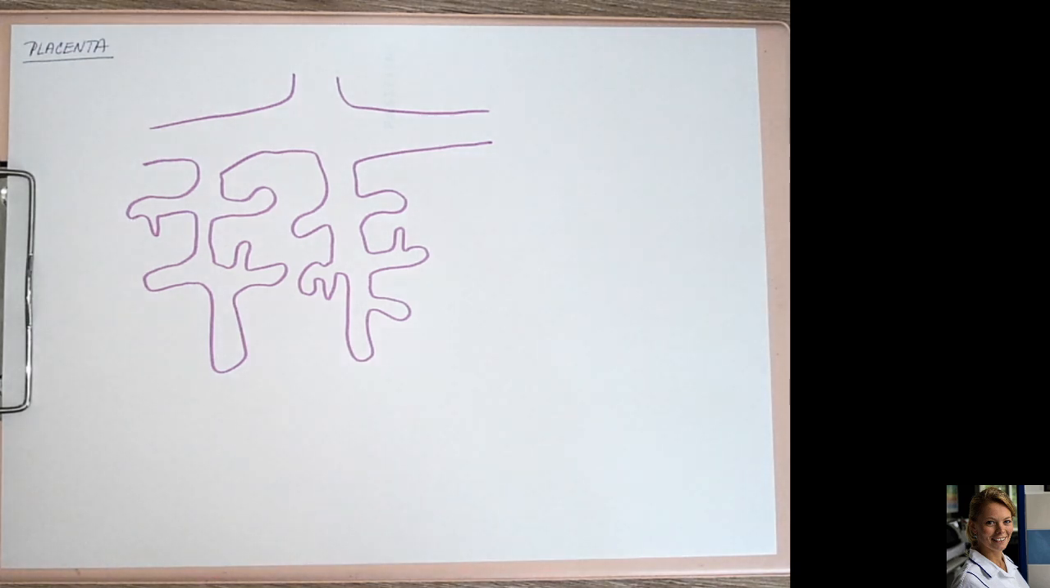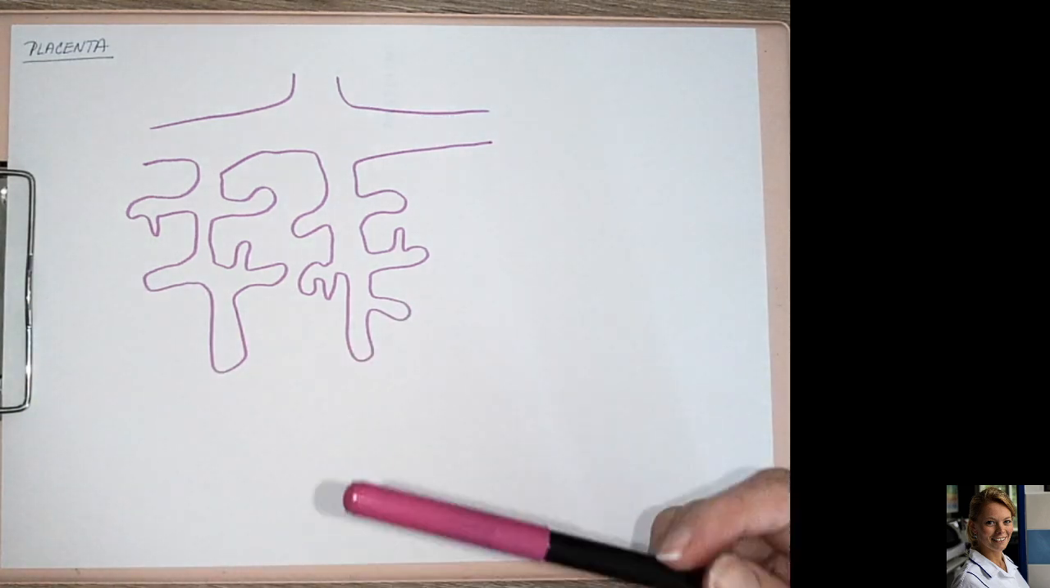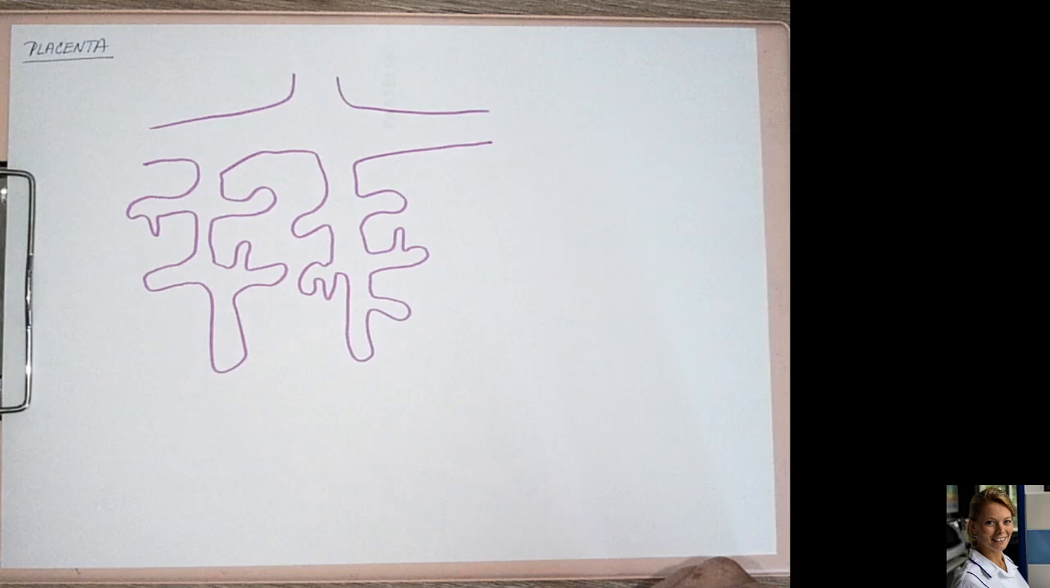Fetal and maternal blood come into close proximity in the villi of the placenta. Exchange of nutrients, electrolytes, hormones, antibodies, gaseous products, and waste metabolites takes place as the blood passes over the villi. Fetal blood enters the placenta through a pair of umbilical arteries.